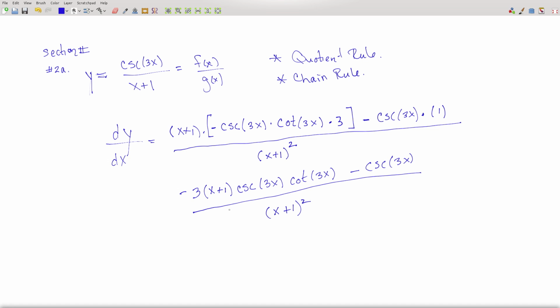Not very much can be done to simplify this now. There is a cosecant in both terms. I would accept this answer. Alright, so here is our dy dx equals this.